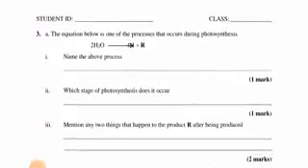Question 3, I think this question 3 we've done. This is under photosynthesis. The question says the equation below is one of the processes that occur during photosynthesis. We are being shown water to produce H plus R. So name the process.